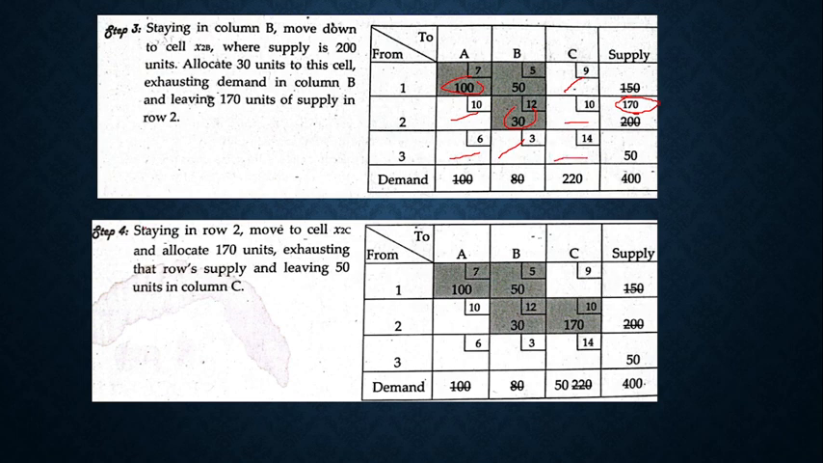So, staying in row 2. So, staying in row 2 move to the cell X sub 2C. Okay? So, ito yung X sub 2C. So, ito yung northwest corner rule, di ba? So, ito yun. Wala na yan. Nag-satisfy na. So, ito na lang yung mga unsatisfied na cell. Okay? So, staying in row 2, move to the cell X sub 2C. So, ito yung X sub 2C. And allocate 170 units. Okay?